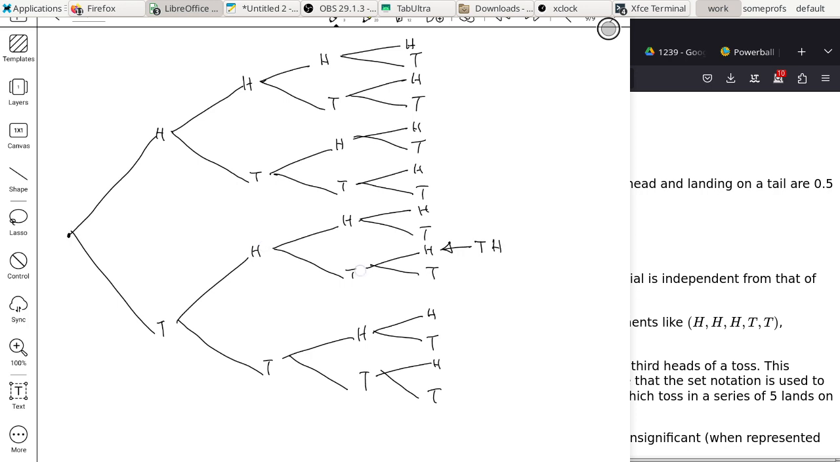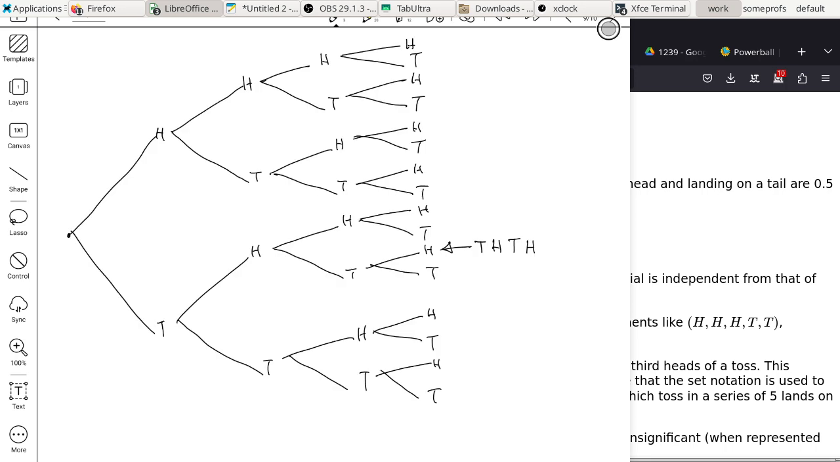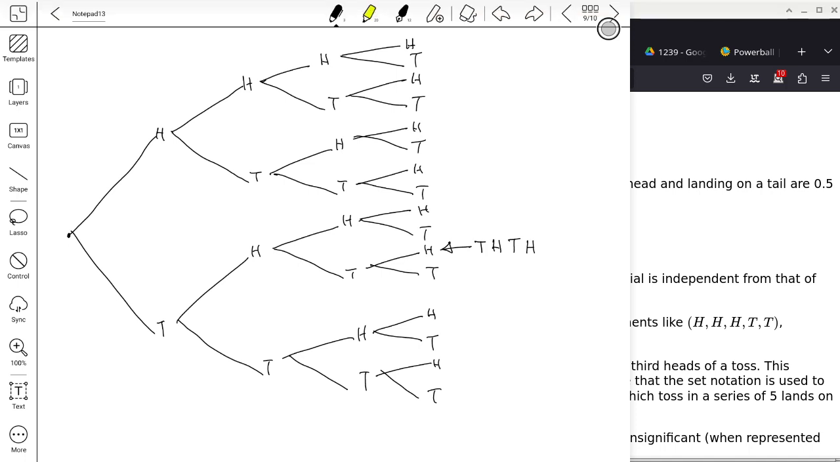Followed by another tail, which is over here. And then another head, which is the last node of this entire branch. So this particular branch is representing, what did I do? Okay, so this is representing the specific coin toss results of tail, head over here. So that's how you can represent the outcome of tossing a coin, in this case, four times, but not five times.